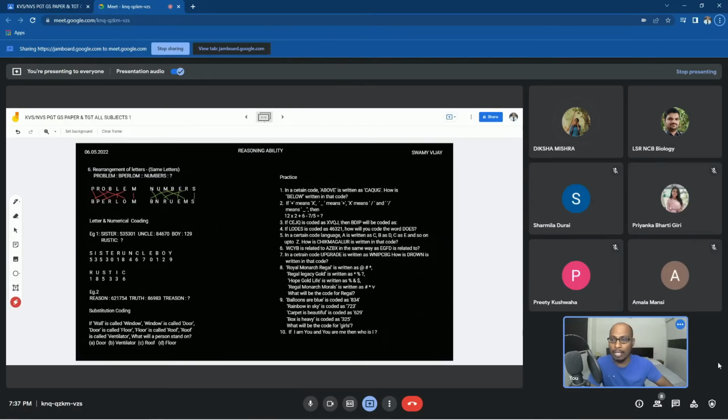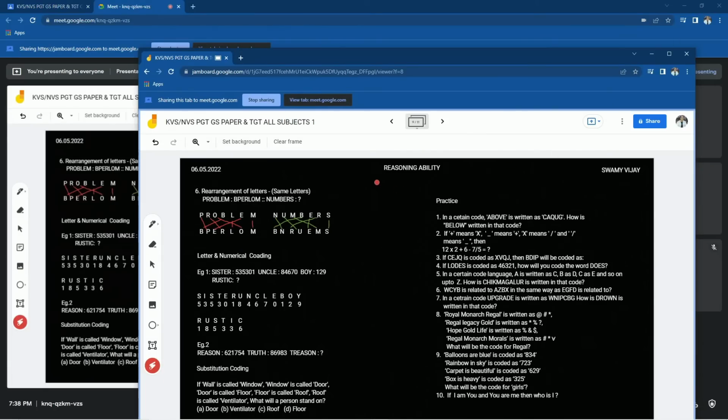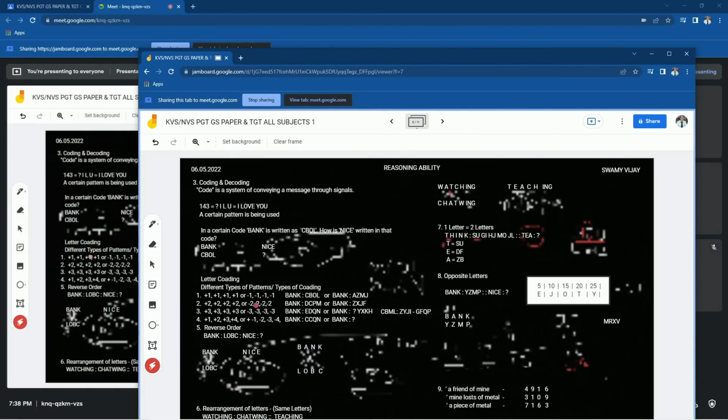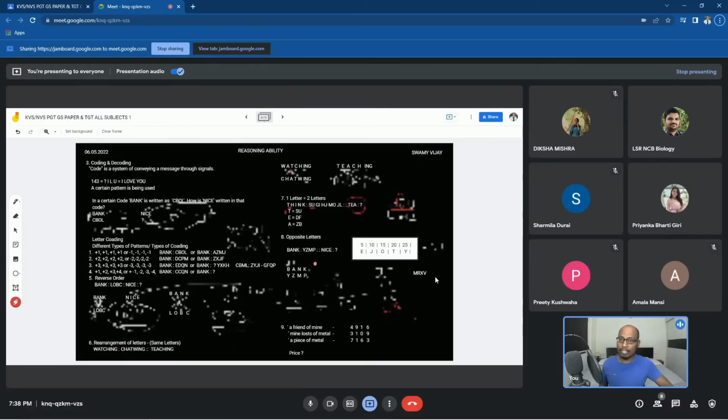Right. See, in question number 6, there is no calculation involved. It only needs patience to understand the arrangement of the words. So, shall we go ahead? Priyanka? Yes, sir. Alright. Now, we have completed one set of coding. What is the one set of coding which we have completed? Letter coding.